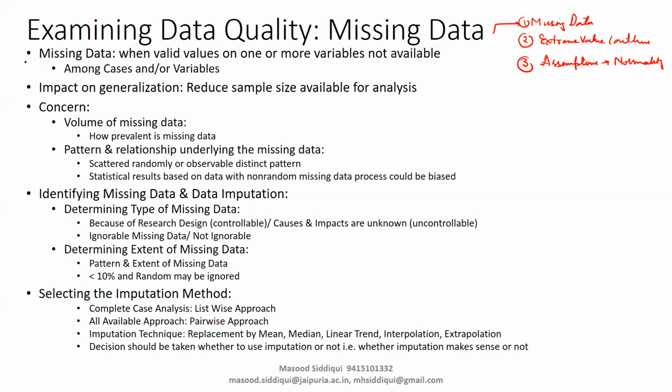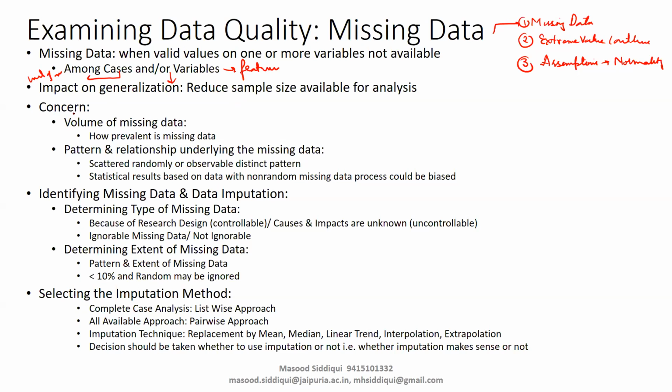So as we discuss the first aspect, why is missing data important, right? Because missing data means when valid values on one or more variables or cases are not available. Means we cannot derive information on some particular variables or on some particular cases. Variables means the features that we are going to consider, and cases means the respondents or unit of analysis that is providing the data. So if our data is having large missing observations, it has an impact on the generalization of the result because it reduces the sample size that we are going to examine.